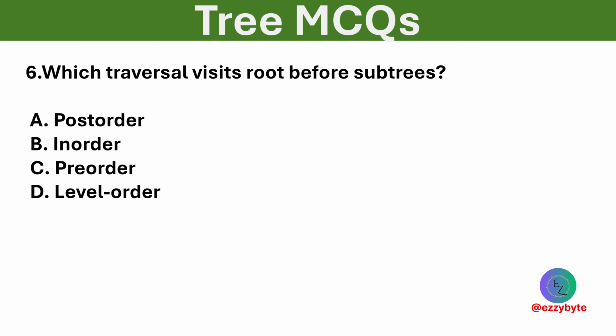Which traversal visits root before subtrees? Options are post order, in order, pre-order, and level order. Option C is correct. Pre-order visits root, left, right.